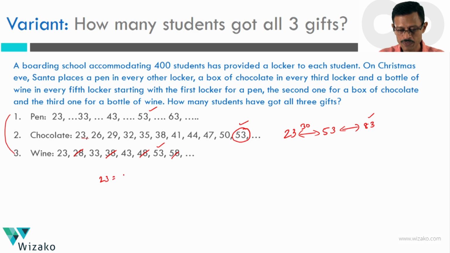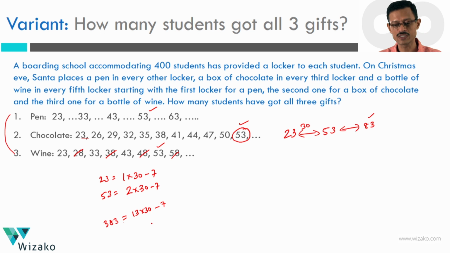23 is equal to 1 into 30 minus 7. 53, let's just check it out. 53 is equal to 2 into 30 minus 7. So any locker which is going to get all the 3 gifts is going to be some multiple of 30 minus 7. Let's just proceed along the way. 13 into 30 I know is essentially 390, minus 7 is equal to 383.